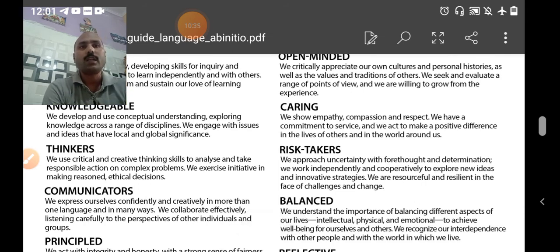Empathy, compassion and respect are the key terms of caring, as well as the risk takers. Once students or learners are risk takers, they could explore new ideas and innovative strategies. With that, they could be resilient in the face of challenges and changes.